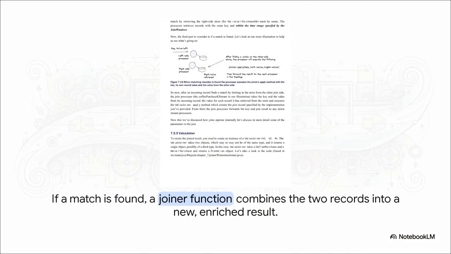And if it gets a hit, if a match is found, a special joiner function kicks in. This little piece of code takes the purchase data from the left and the promotion data from the right, mashes them together into a single, new, enriched record. And then that new combined event gets sent on down the line for whatever's next.